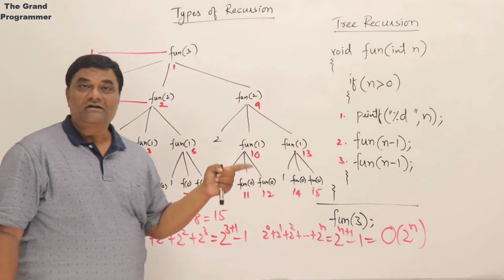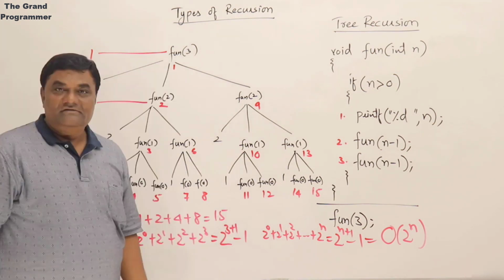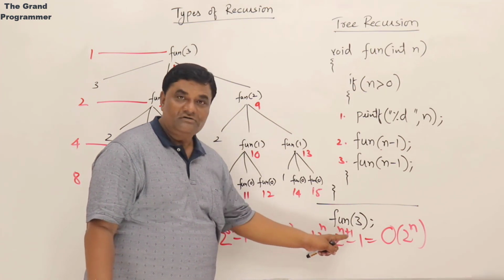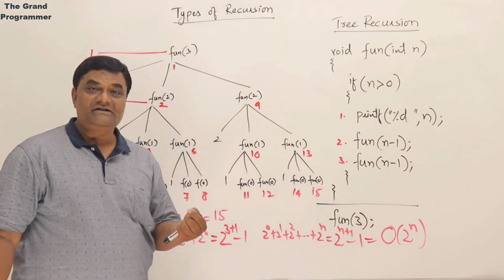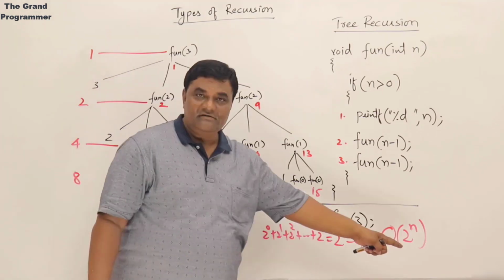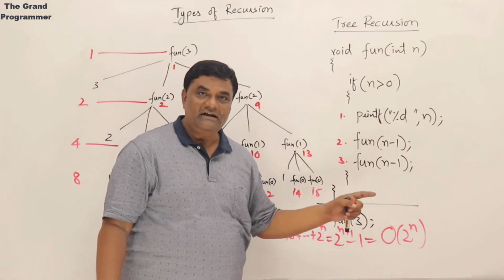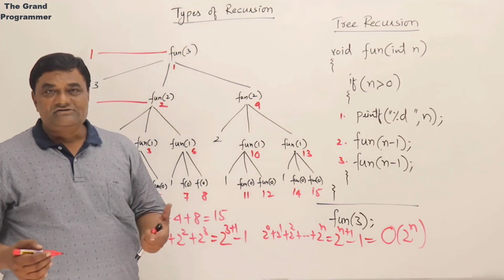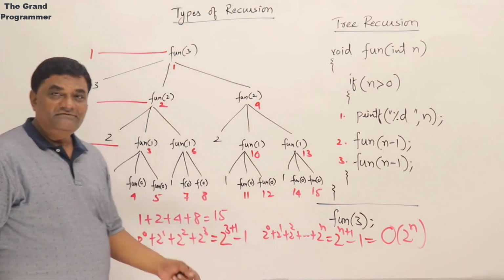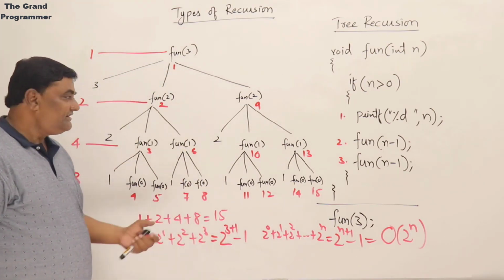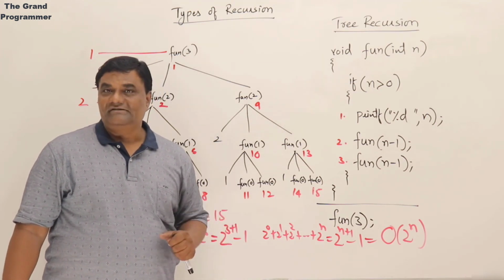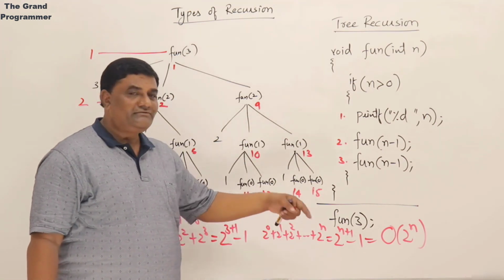So total 2 power n calls are made. If I substitute the value of 3 here, 2 power 3 plus 1, 4, 2 power 4 minus 1, that is 16 minus 1 is 15. So for any value of n, the number of calls will be order of 2 power n. So that's all. We have seen what is tree recursion, and we have taken one example, and we have seen how the tracing tree is generated and how the calls are made, how the stack is used, and what is the time complexity. So for this example function, it was 2 power n.